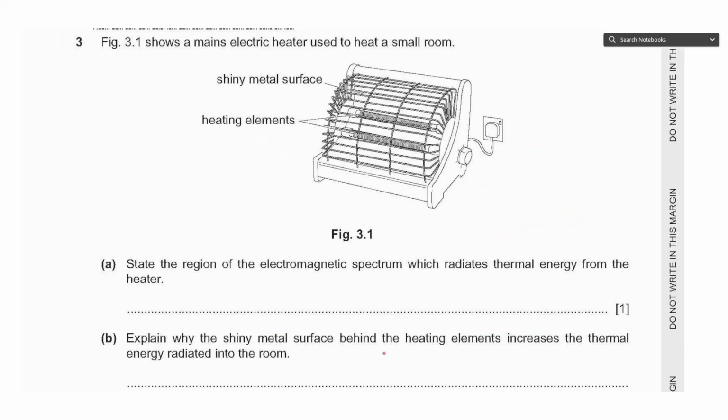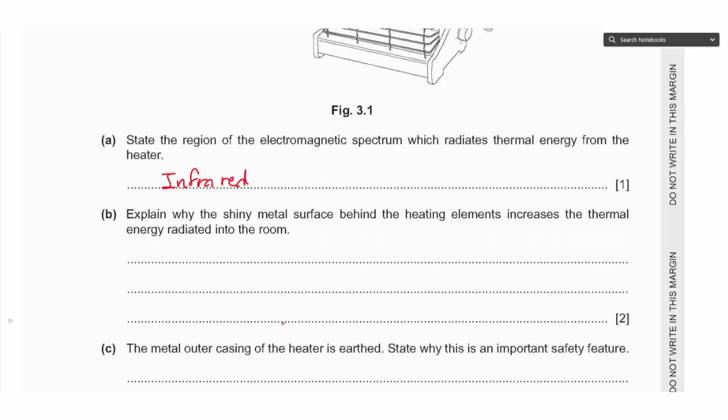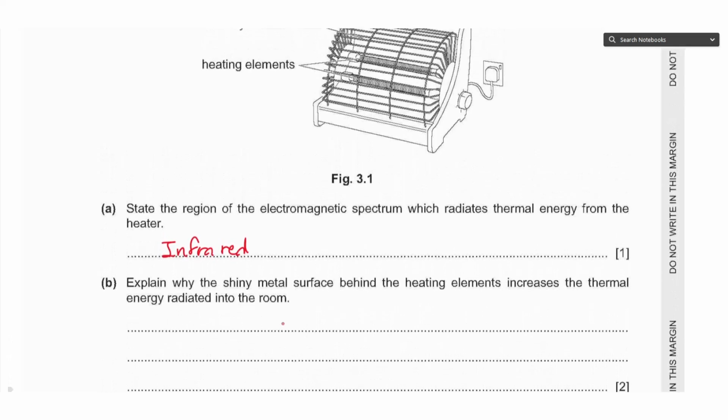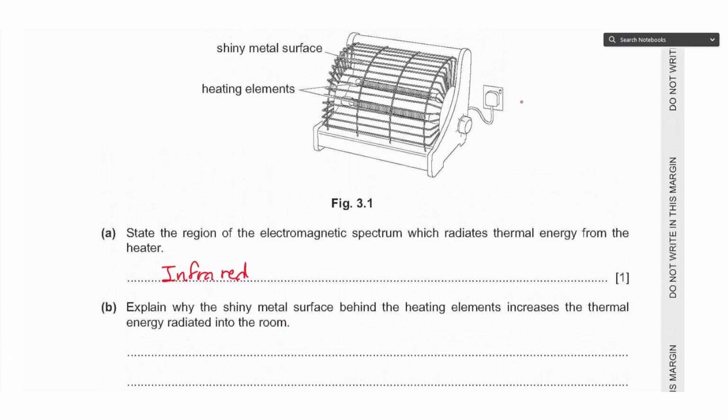Question 3 says figure 3.1 shows a mains electric heater used to heat a small room. State the region of the electromagnetic spectrum which radiates thermal energy. That would be infrared radiation. Part B says explain why the shiny metal surface behind the heating element increases the thermal energy radiated into the room. So basically radiation goes in every direction, including towards the back of the heating element.